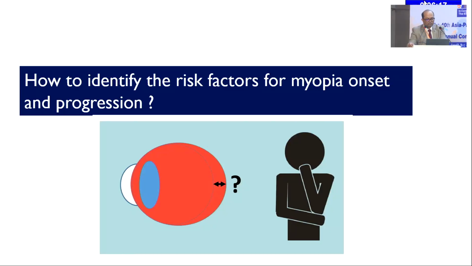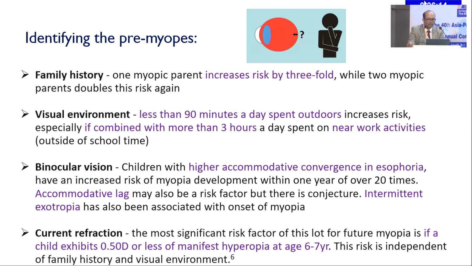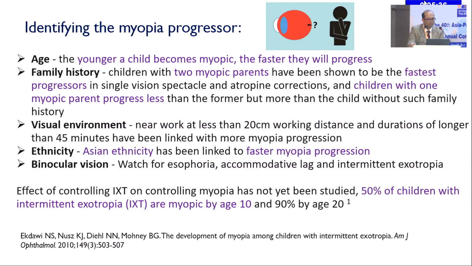So, how do you identify the risk factors for myopia onset and progression? For pre-myopes, you can take a family history, look at the visual environment, and check the binocular vision of the child in terms of accommodative convergence, like isophorias, accommodative lag, and whether the child has an intermittent exotropia, and what the current refraction is. Current refraction is very important at baseline. If they are less hyperopic, they have a very high chance of going into early myopia, or what is called pre-myopia. So as a preventive measure, we have to focus on this group of patients.